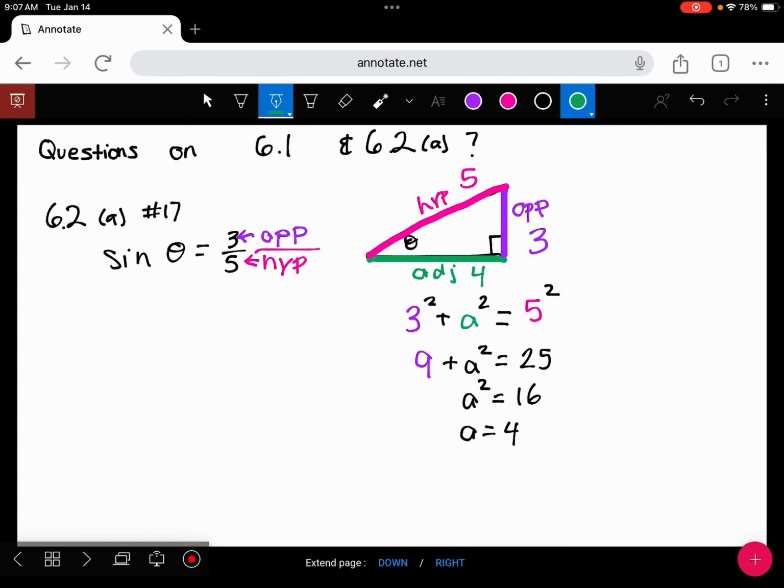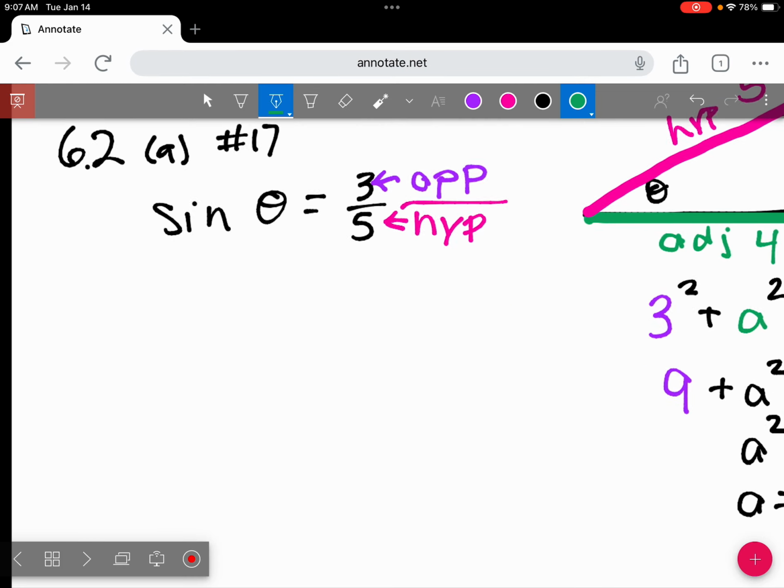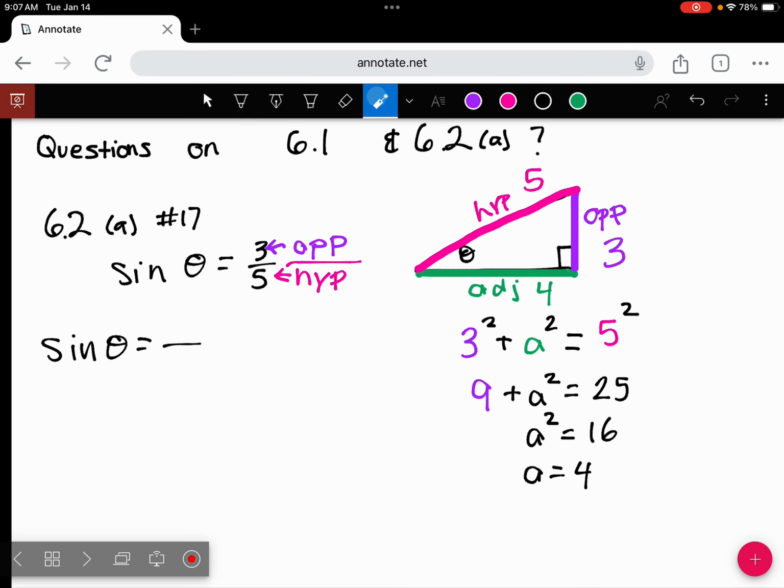Once we get there, we can do all 6 of our trig functions, where we have our sine being our opposite over hypotenuse. Our opposite was 3, our hypotenuse is 5. So we get 3/5. Again, that's exactly what they gave us. Great opportunity to check it, or you can just say, well, I know sine is right there.